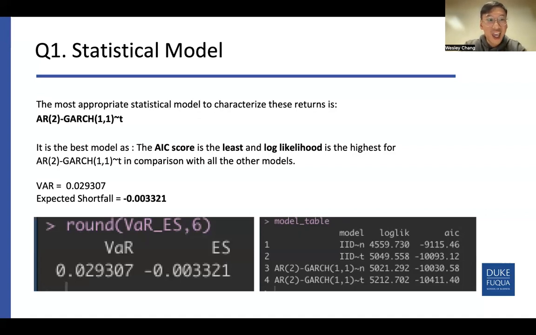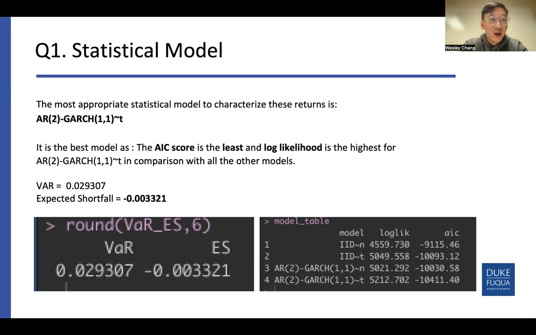Here, we use the AR2 GARCH 1 and the Student T model. The reason is that we can see from the model table that this model has the lowest AIC, -10411. The lowest AIC means the better model, so that is the reason why we choose this model for this question. Later on, we use this model to predict the 5-day VaR and expected shortfall.